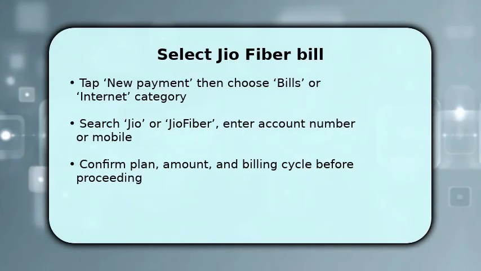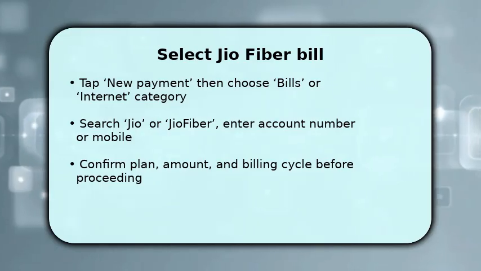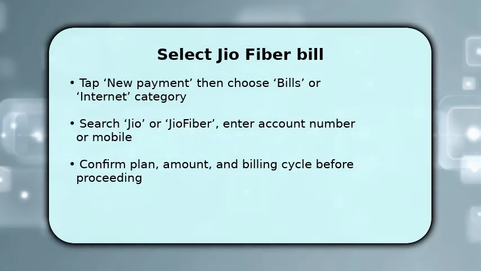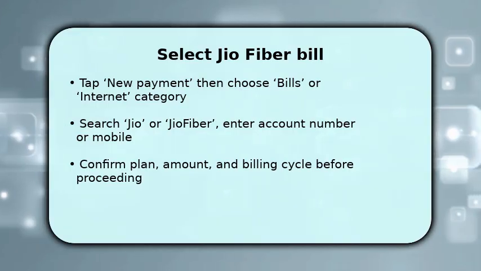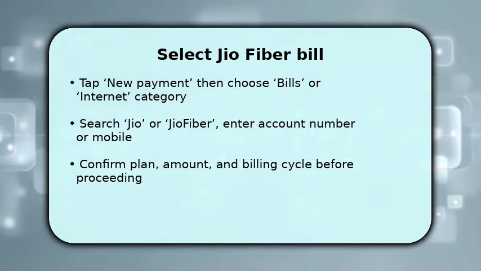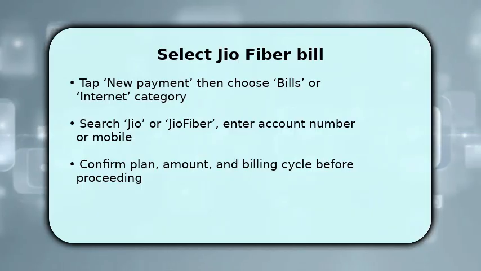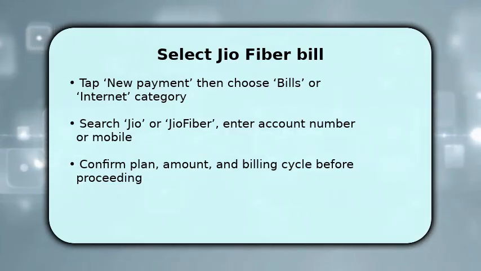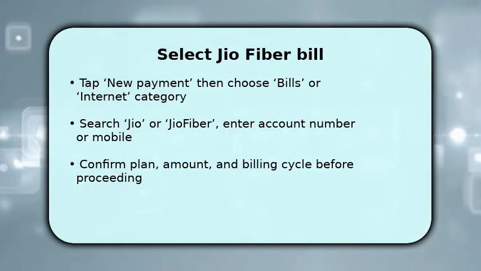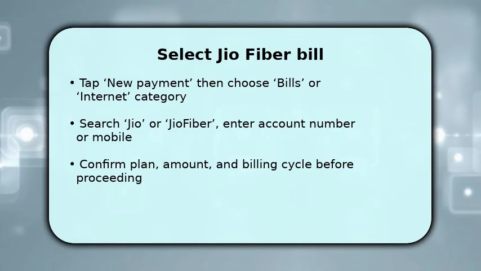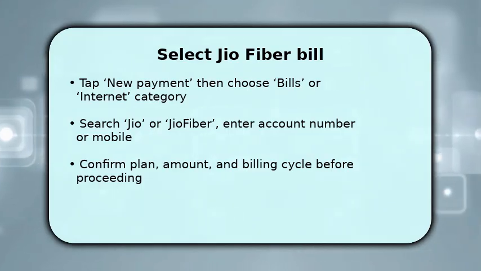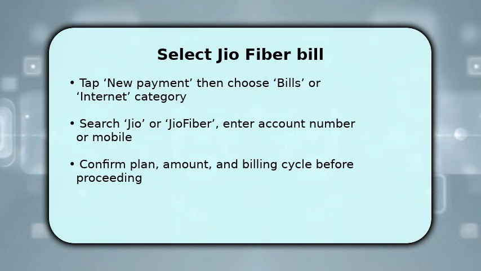After selecting Jio Fiber, enter the account number or the registered mobile number exactly as shown on your Jio invoice. Next, Google Pay will fetch outstanding bills or let you choose a recharge amount. Verify plan, period, and amount carefully because this determines your next billing date. When details match your intent, choose the saved payment method and prepare to authorize the payment.